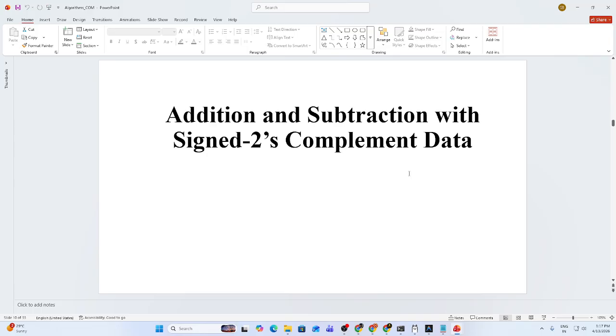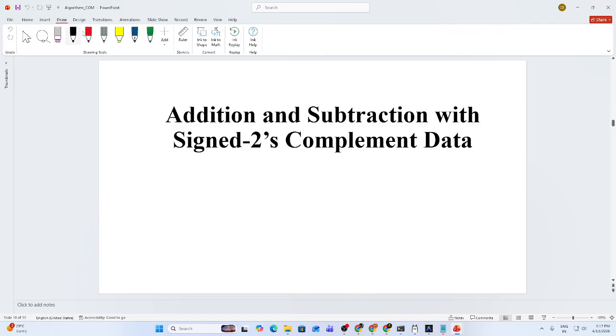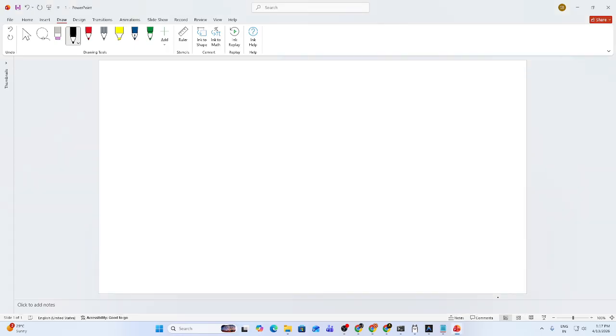Dear students, let us investigate the second algorithm in addition and subtraction. When the data is represented in 2's complement form, how do we perform addition and subtraction? First, let us see the case study for addition.